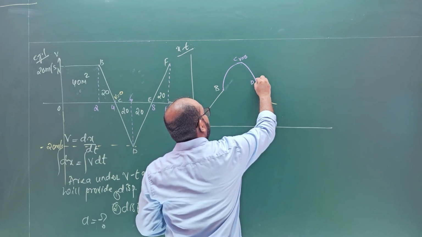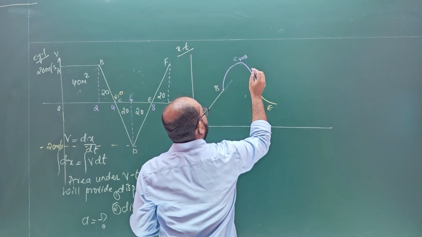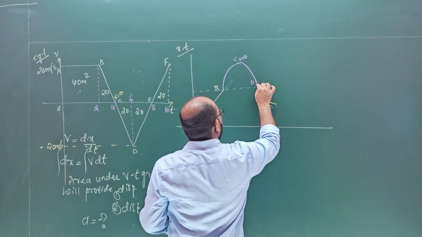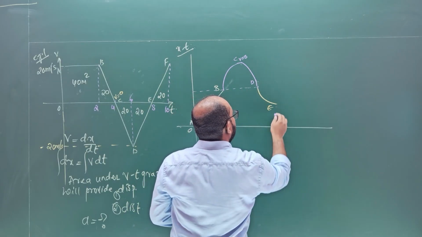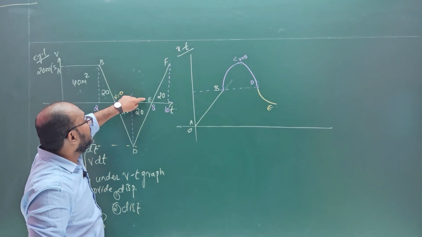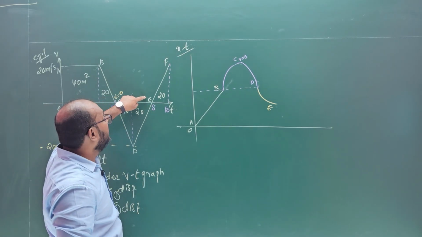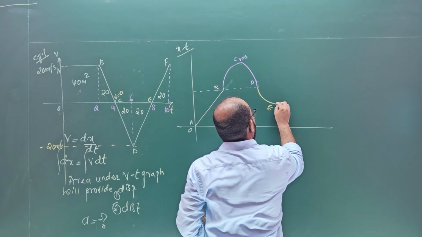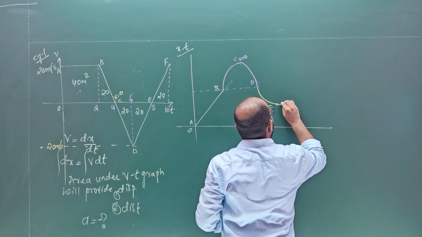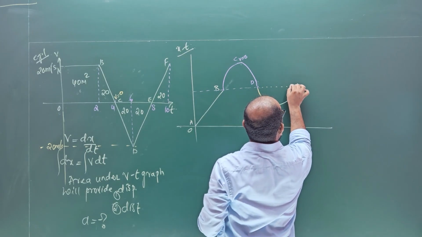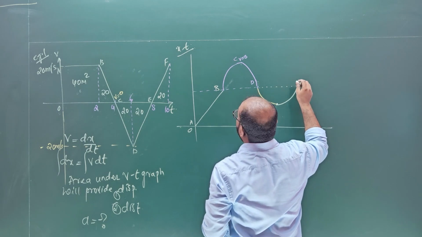So this is your E, this is your D. Then from here, velocity again became 0. Now the body is moving in the positive direction. Then can I continue this like this? Now what is the point name?